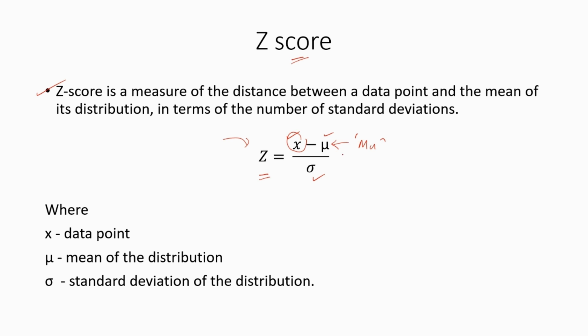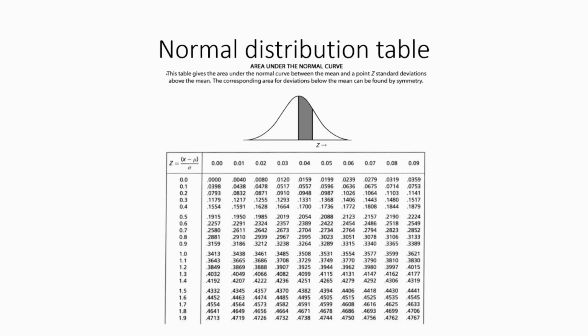This is the mean value. And we divide this difference by the standard deviation. This is the sigma. You have to be familiar with this formula. This is the normal distribution table. This will be provided in your exam.